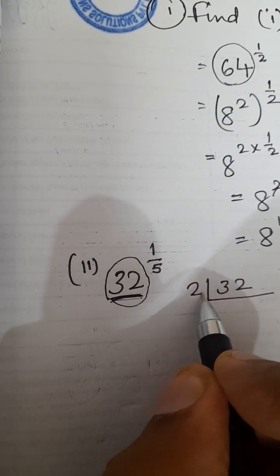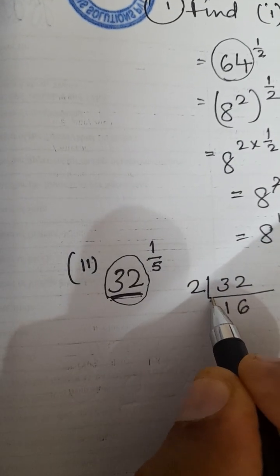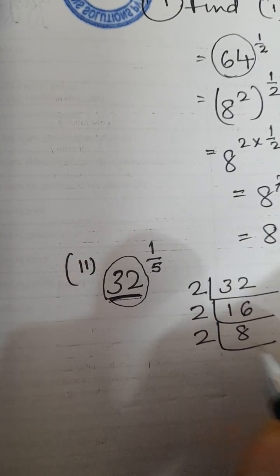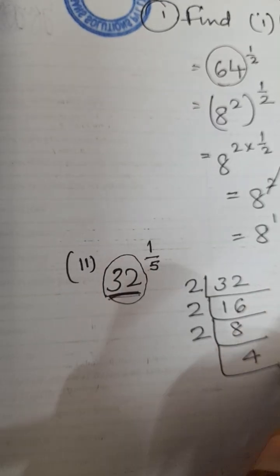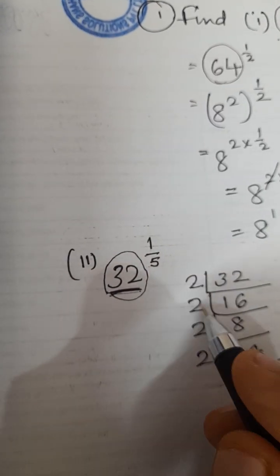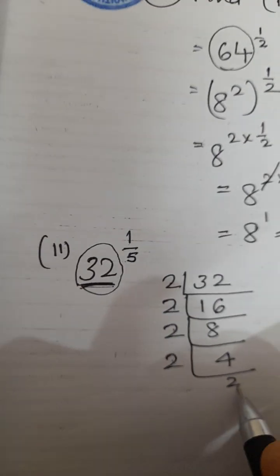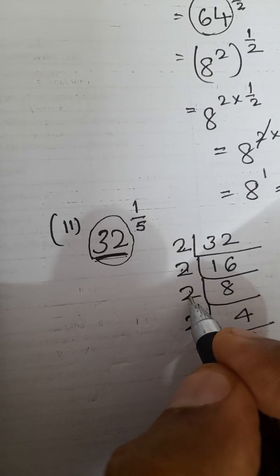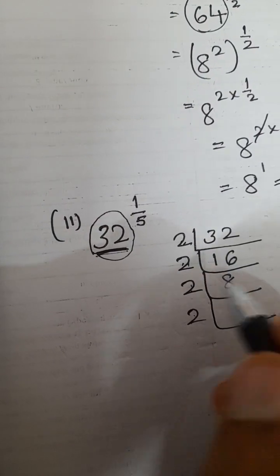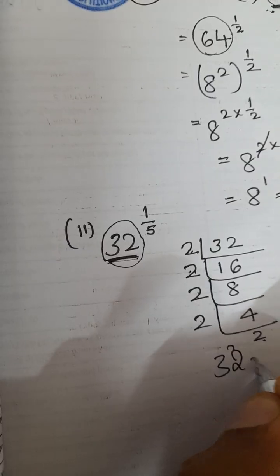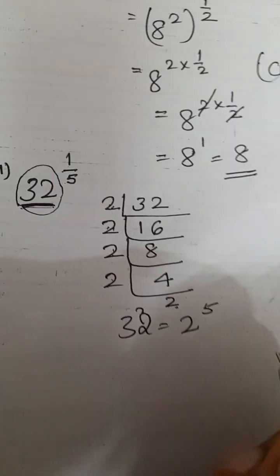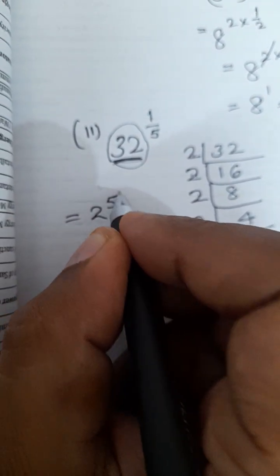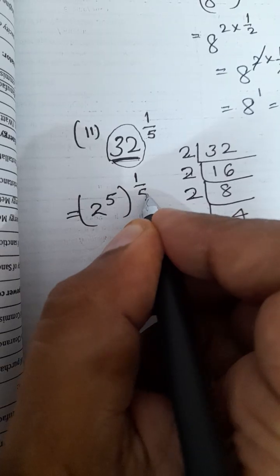32 is, 2 1s are 2, 2 6s are 12, again 2 8s are 16, 2 4s are 8, then again 2 2s are 4. So I count 1 2 3 4 5, I'm having 5 twos. 2 2s are 4, 2s are 8, 2s are 16, 2s are 32. So 32 I can write as 2 to the power 5. So I will write this as 2 to the power 5 whole to the power 1 by 5.